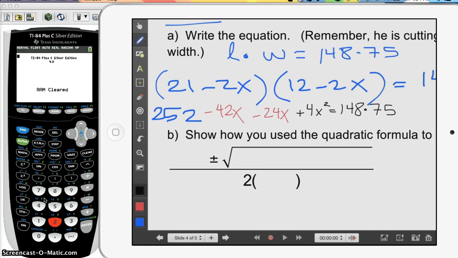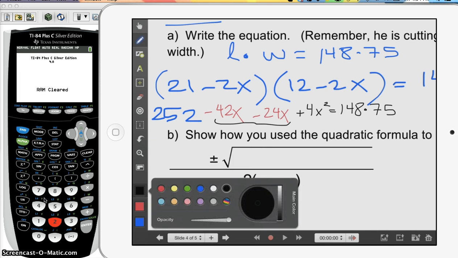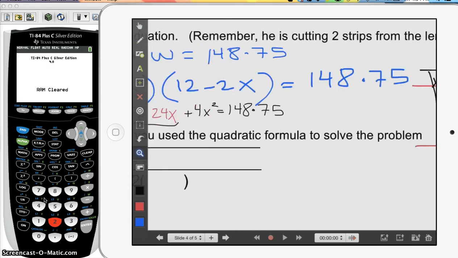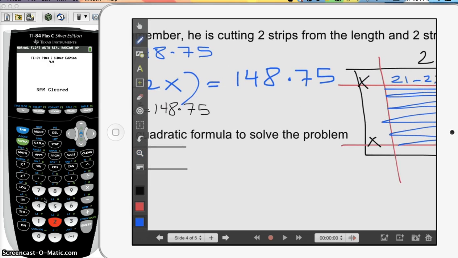Now what you need to do after you FOIL is to combine like terms. I can see that the middle ones, I can combine them. So that's going to give me negative 66x. So my new equation, if I fix it, is going to be 4x squared, so let me push it to the side. So my new equation is going to be 4x squared minus 66x plus 252 equals 148.75.